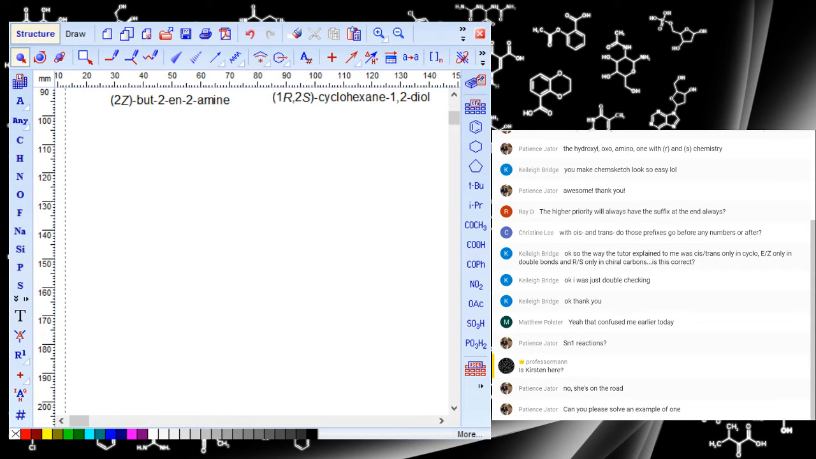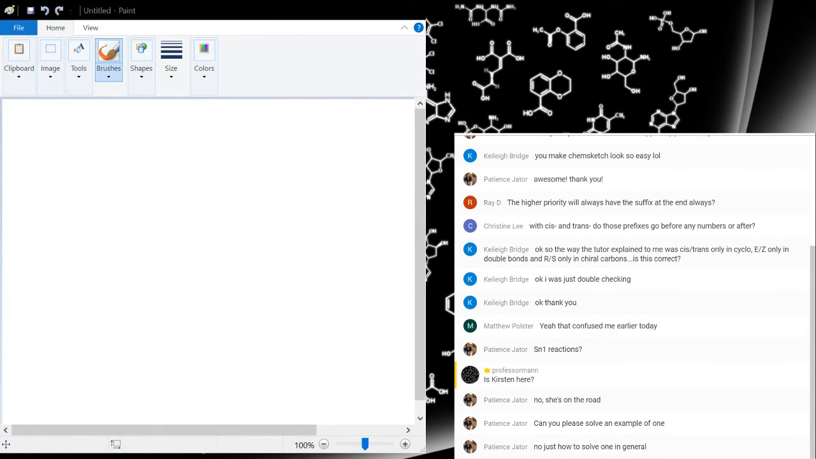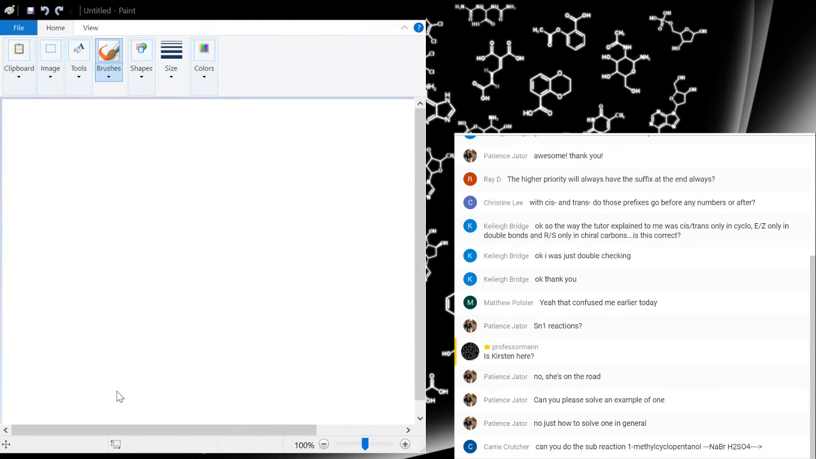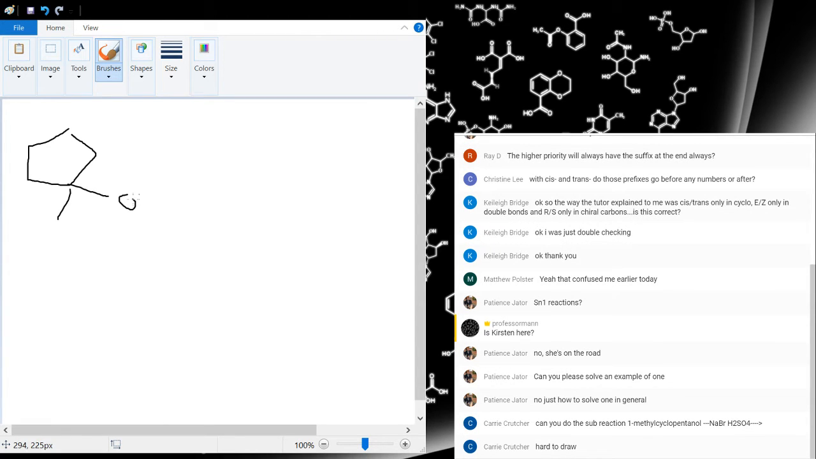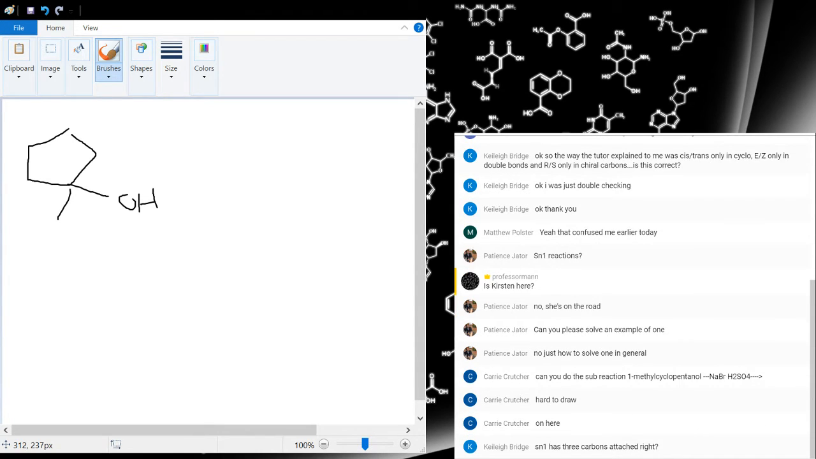Yes, I can. So, let me pull up my drawing example here. Hold on. Okay. 1-methylcyclopentanol. So that would be cyclopentane. Methylcyclopentanol would be this, 1-methylcyclopentanol. Yes, it's a tertiary carbon.